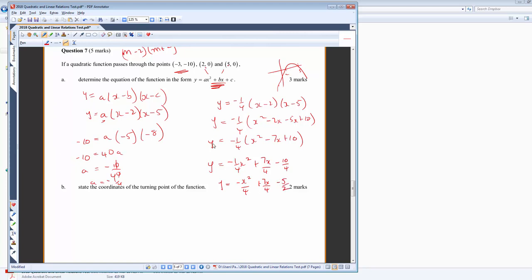Alright, so that's probably the cleanest way I can write this. Okay, so of course this negative sign matches this. Okay, so we're looking good. Right, so state the coordinates of the turning point of the function.